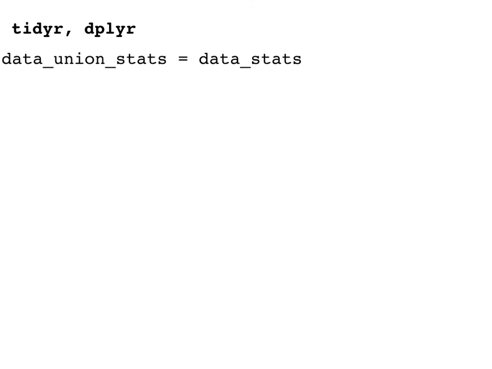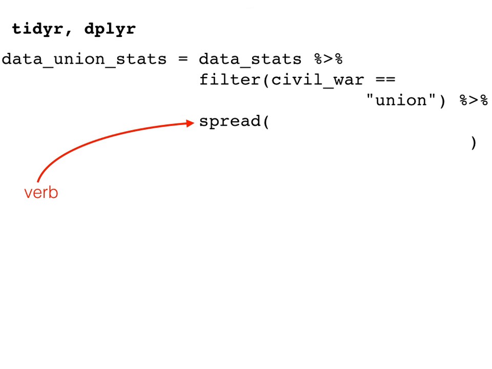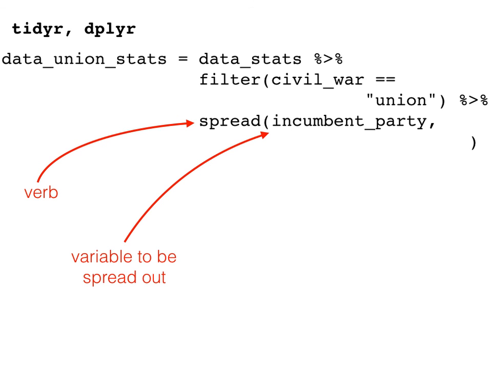Before we reformat our data, we'll of course start by setting our old data to a new data frame. Then, we have our filter call to only focus on one subset of the data. After this, we get our new verb, spread, which comes from the package tidyr. Spread allows us to spread out a variable into multiple columns. The first thing we'll specify within spread is our variable to be spread out, in our case, incumbent party. So instead of having one column with multiple levels for incumbent party, we'll have several columns to match the number of levels of incumbent party. In our case, 2. So we'll go from 1 column to 2 columns.